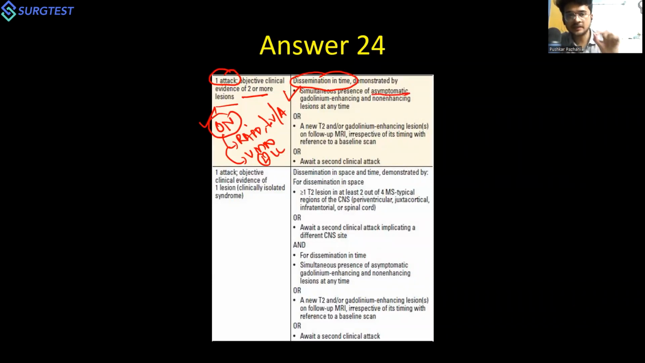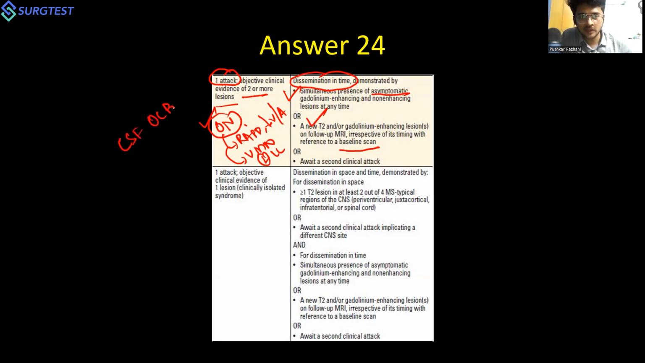Okay, so number 1 is the simultaneous presence of asymptomatic, both enhancing and non-enhancing lesions in the MRI. Or number 2, if you already have a baseline MRI and this patient is presenting this time with a new T2 hyperintense or contrast enhancing lesion, irrespective of its timing, this is also taken as evidence of dissemination in time. And what is not mentioned in Harrison and very important is CSF oligoclonal bands.